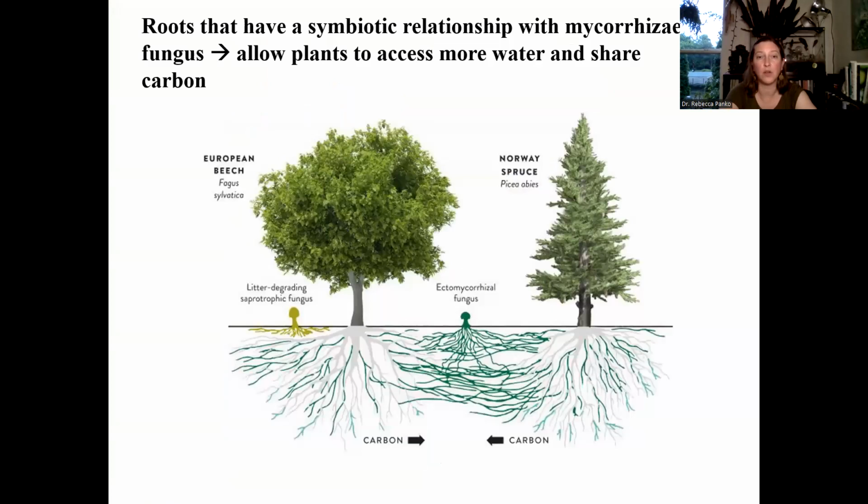Look, this is what I was trying to show you. So here on the bottom, the green threads are showing you this mycorrhizal fungus. And it serves to connect the trees to each other, but it also lets the trees access more soil so they can access more water, kind of like root hairs.